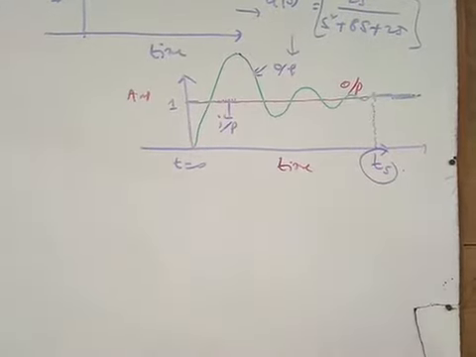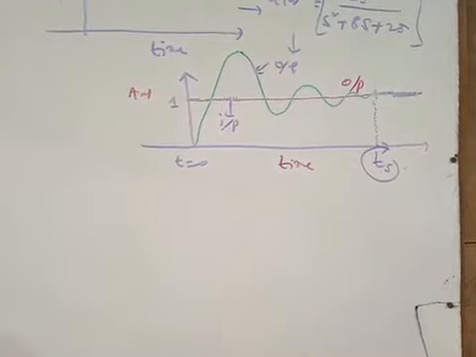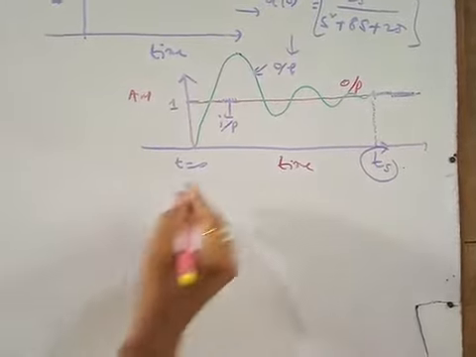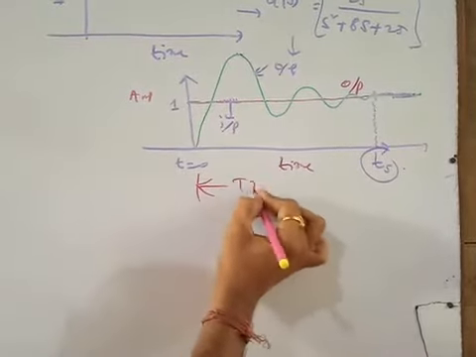So there are two sections in any type of response characteristics. When you study, this section is known as your transient.